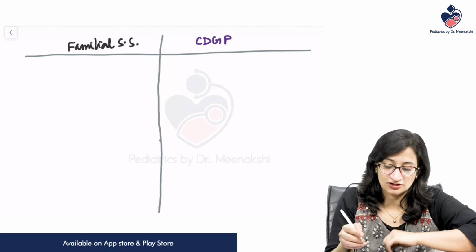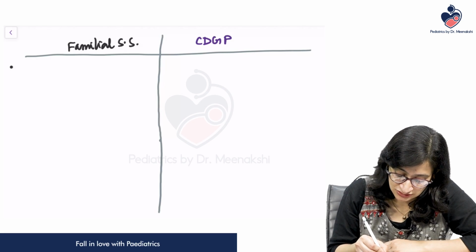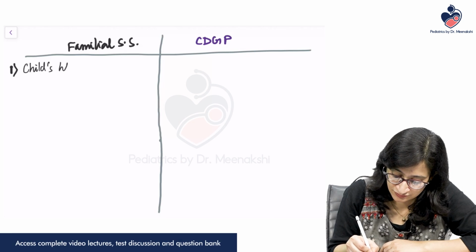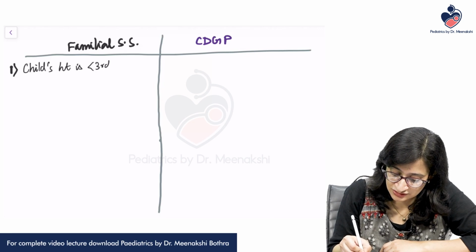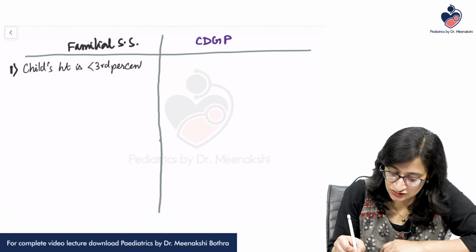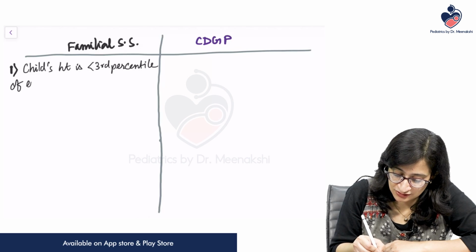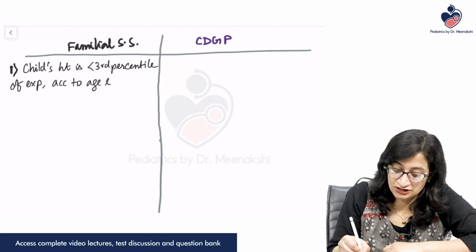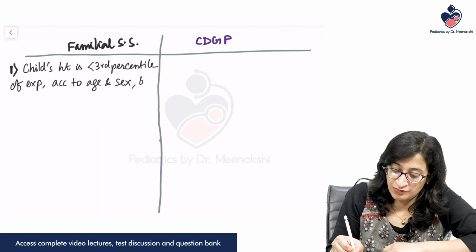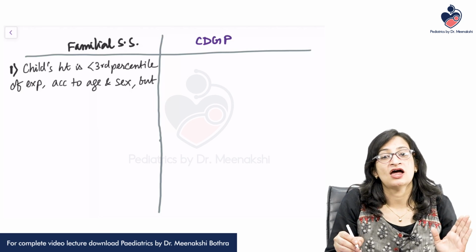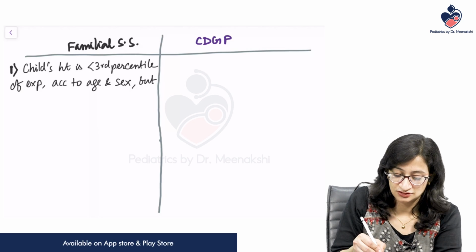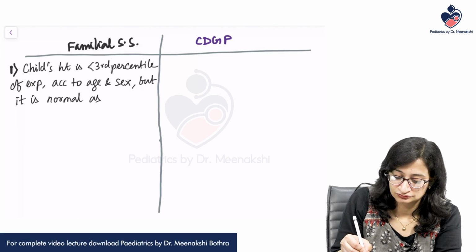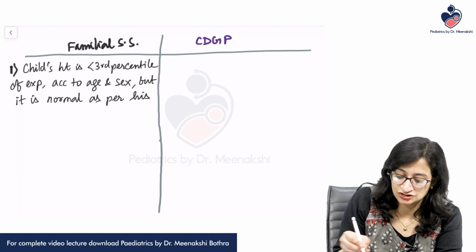Okay. So let's write down. So familial short stature means that the child's height is less than third percentile or less than minus 2 standard deviations of expected according to the age and sex of child, but it is normal as per his target height. Okay, it is normal as per his target height.